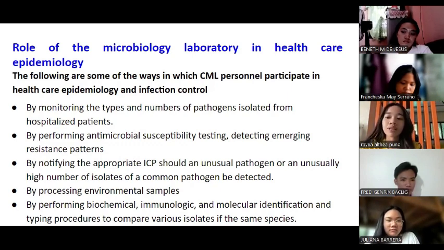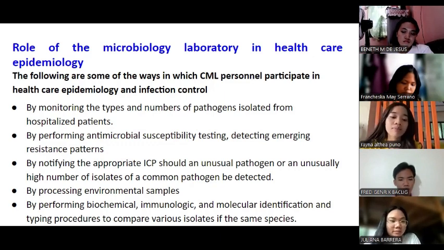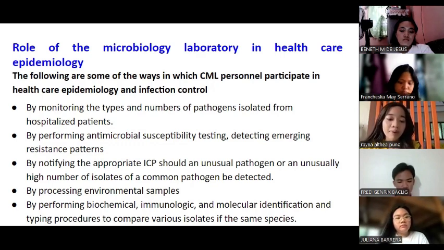Sa pagdedetect ng pattern of resistance, nakakatulong siya sa healthcare providers to choose the right treatment and interventions and adapt strategies to combat resistant infection. Notifying the appropriate ICP should an unusual pathogen or an unusually high number of isolates of a common pathogen be detected. Next is by processing environmental samples. And lastly, by performing biochemical, immunologic, and molecular identification and typing procedures to compare various isolates of the same species.